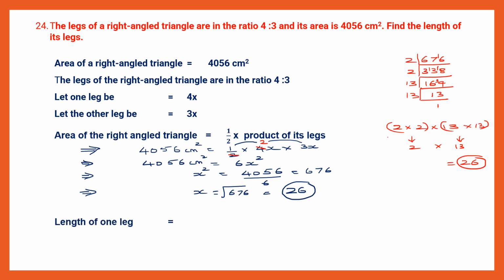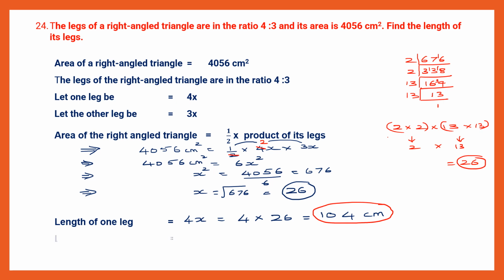So now, the length of one leg. Remember, we said let one leg be 4x. So I'm going to take that 4x and write it here. So the length of one leg is 4x. That is 4 into x. And how much is x? We just found out x to be 26. So how much is 4 into 26? That is 104. So we have found the length of one leg to be 104 centimeters.